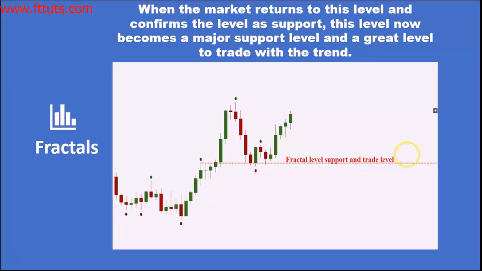This is one of our most basic trades we're going to learn: the fractal break bounce trade. So this is a bullish fractal bounce trade. All right, so the fractal support level is the trade level.